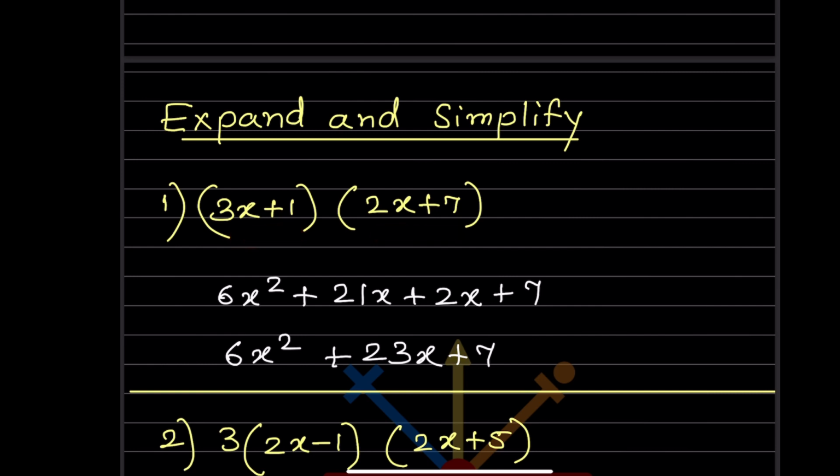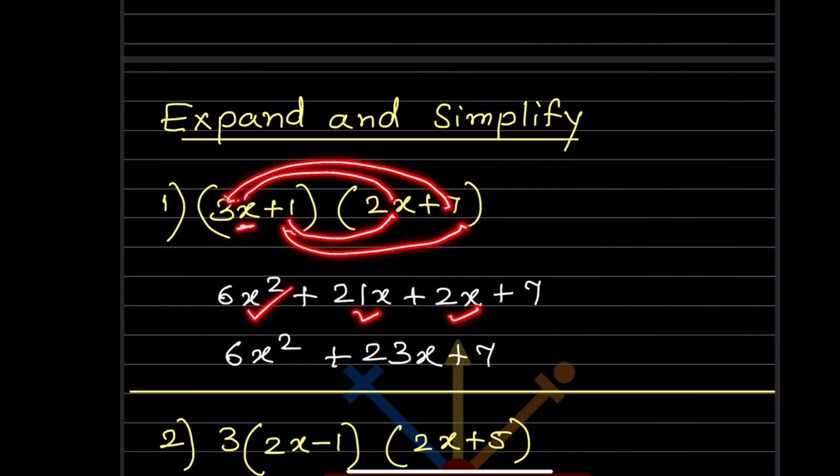So now see here, whenever you want to expand this, what will you do? You will take this number, this into this, so that is going to be 6x squared. Again this into this, that is going to be 21x. Then this into this, that is going to be 2x. And this into this, that is going to be 7.